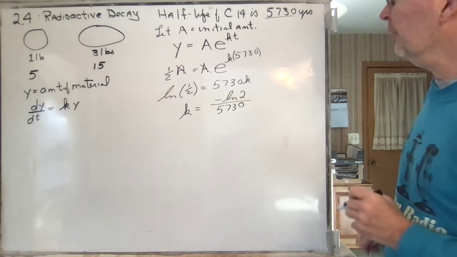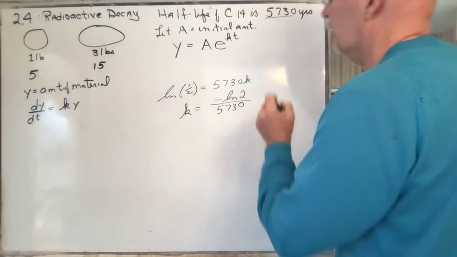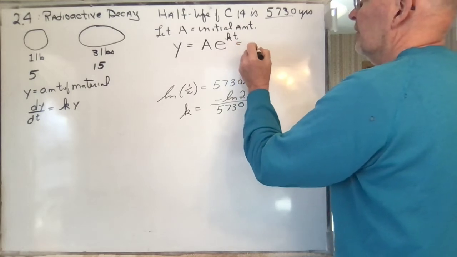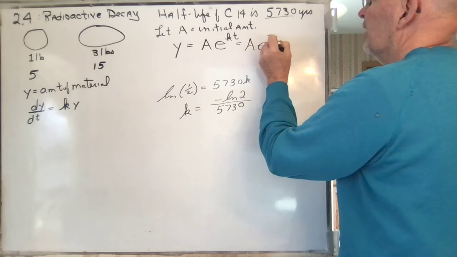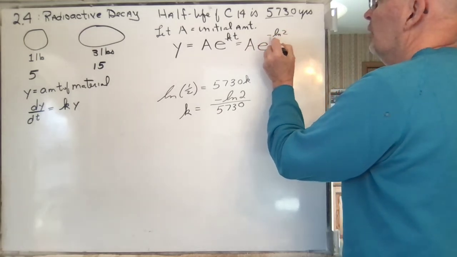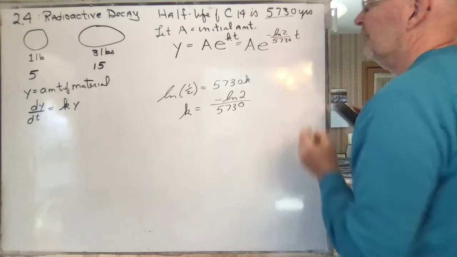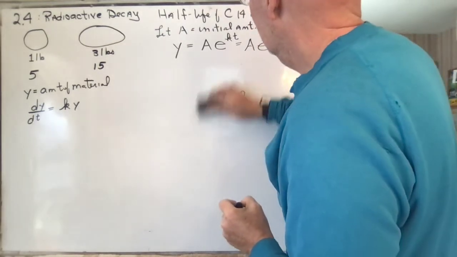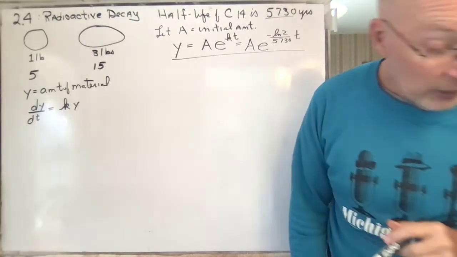Okay, so there's part A. So now, for sake of space, let me get rid of this, and I'm going to write it as A times e to the negative ln of 2 over 5730, all times t. So there's our equation. So that's number 1.